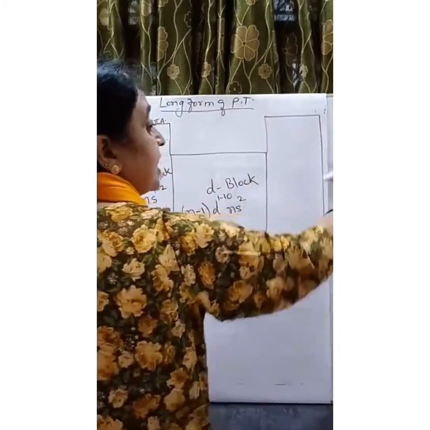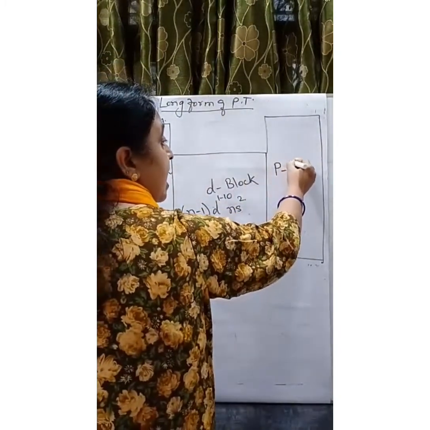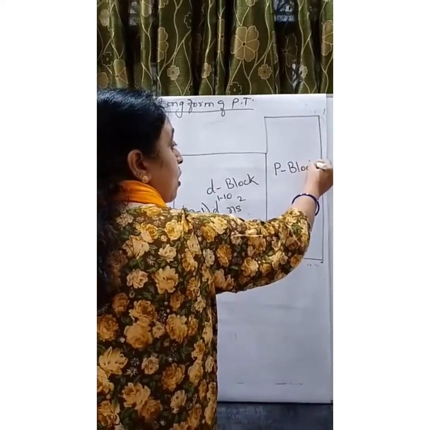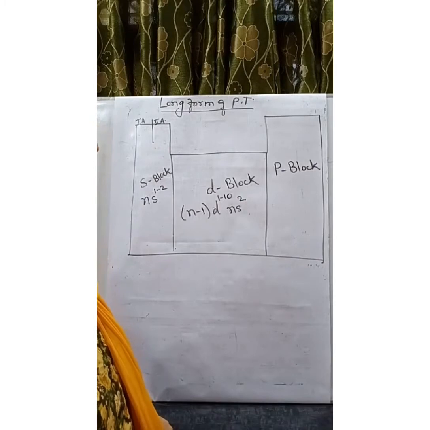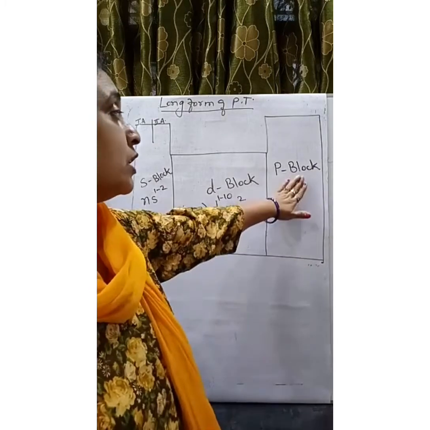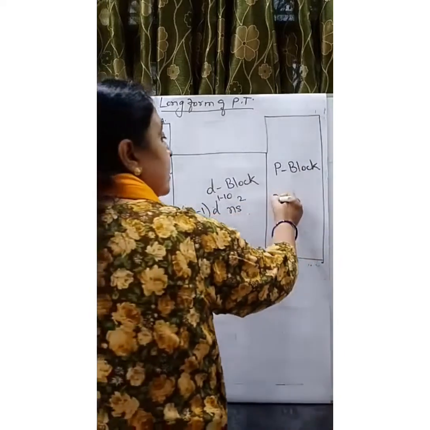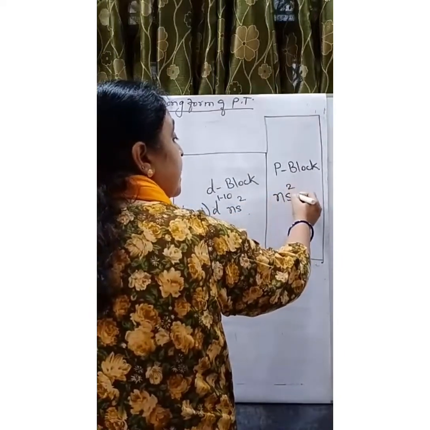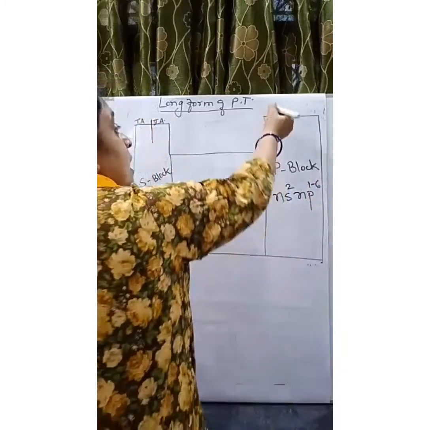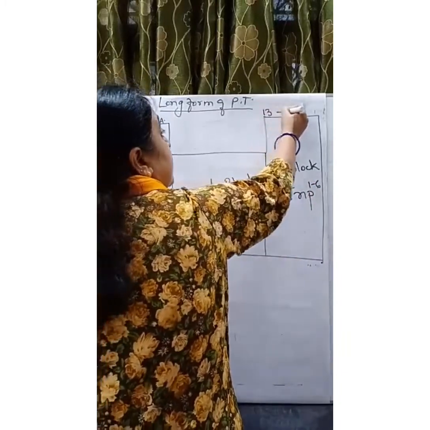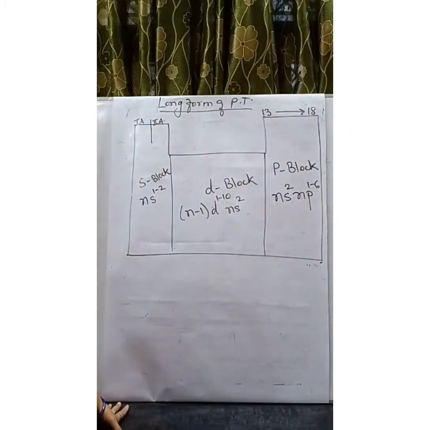On the extreme right hand side of the periodic table, we have the p block. The last electron enters into the p orbital. Therefore, these elements are known to belong to the p block. The general electronic configuration is ns2 np1 to 6. Groups 13 to 18 belong to the p block.